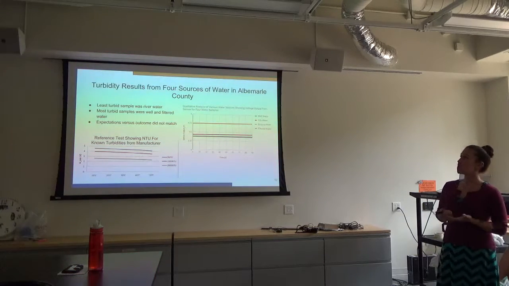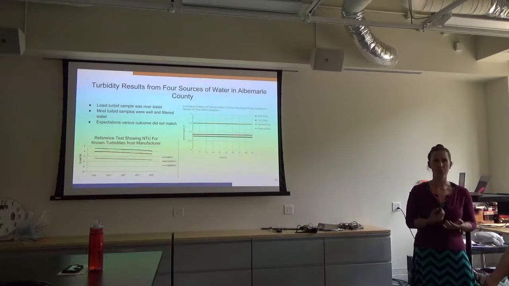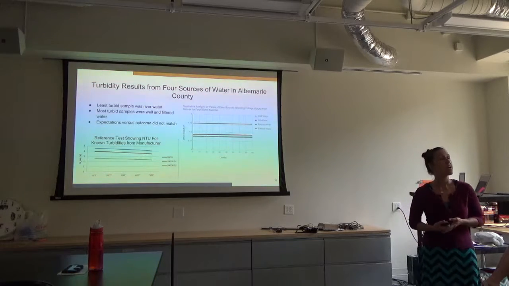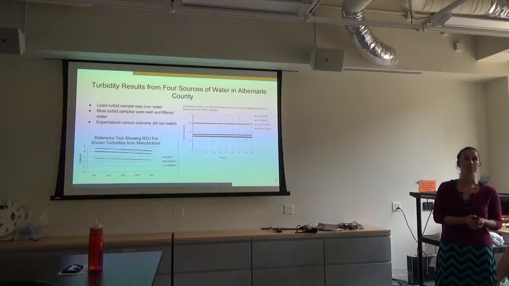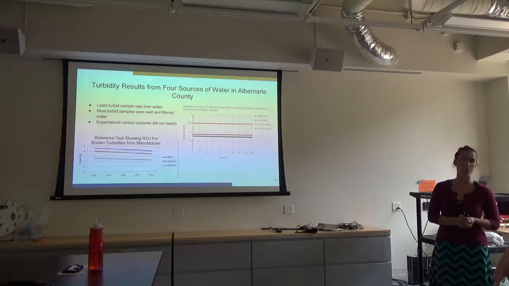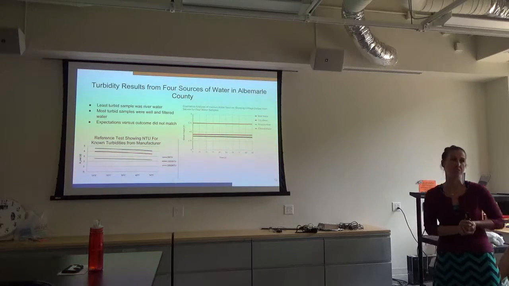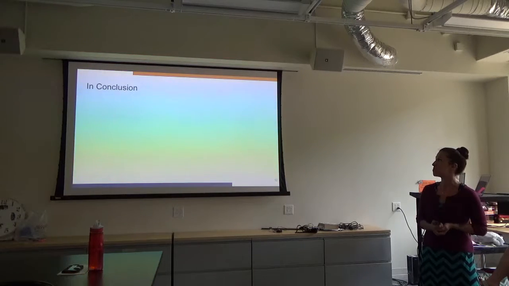So overall, the less turbid samples ended up being the river, which was not what would be expected. You would expect the controlled, filtered water to be less turbid and the river to be more turbid. So really what this told me is that the validity became questioned, and what actually needs to happen is further testing to compare or meet the expectations from the specifications created by the manufacturer.